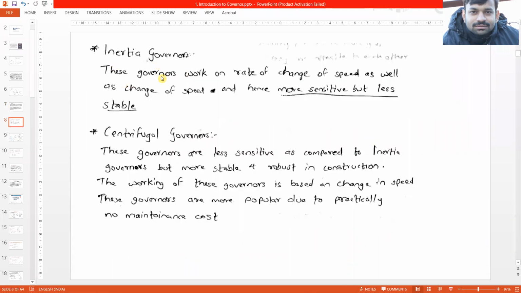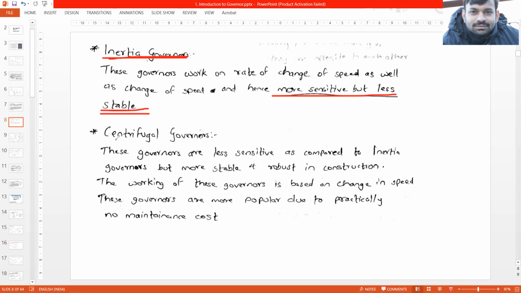Moving forward, inertia governors. These governors work on the rate of change of speed as well as change of speed. Okay, so there are two factors which are working in case of inertia governors, and hence these are more sensitive but less stable. Okay, so in the further classes you will study about the stability of the governor, and we will see how to determine the stability. So there we will be able to numerically see that inertia governors are less stable.